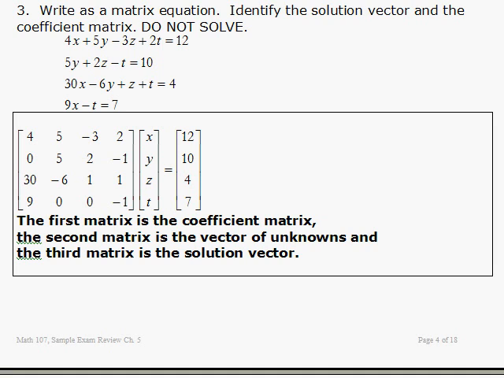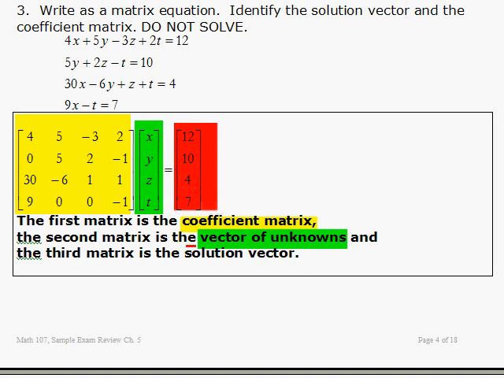In this question, you're to write the matrix equation. And a matrix equation has an equal sign. Right. So you construct a matrix equation. It's going to consist of the coefficient matrix, and that's this matrix right here. Then there's a vector of unknowns. That's your x, y, z, and t's, or x1, x2, x3, whatever the variables are. And then you have, I'll show it in red, I guess, the solution vector.